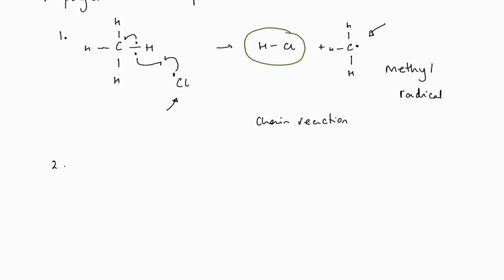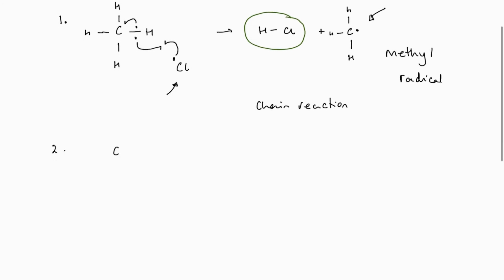So step 2, we have our methyl radical colliding with a chlorine molecule, and again we're going to form a bond using one electron from the methyl radical, the unpaired electron, and one from the chlorine-chlorine bond, and we're going to produce another chlorine radical.